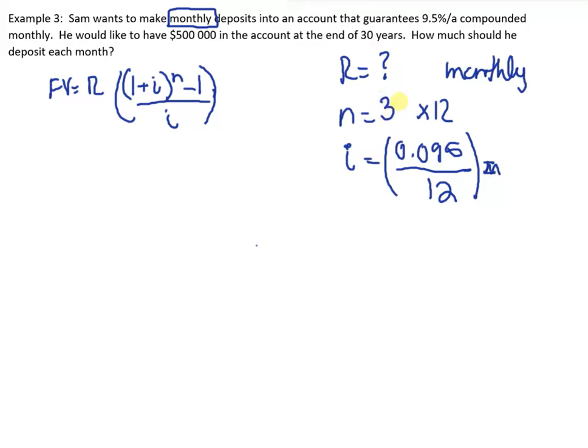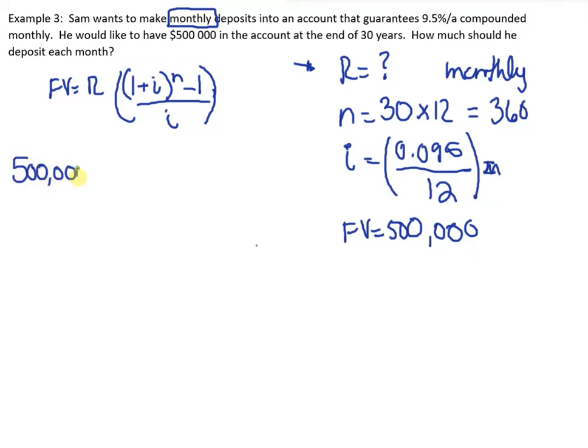Okay, they want to know at the end of 30 years how much that investment is going to be worth. Or sorry, they want it to be worth 500,000. So they want the future value. So at some time in the future, they want their investment to be worth 500,000. At the end of 30 years, they don't know how much they need to deposit in order to make that happen. So the exact same thing, we're just going to have to do a little bit more algebra.